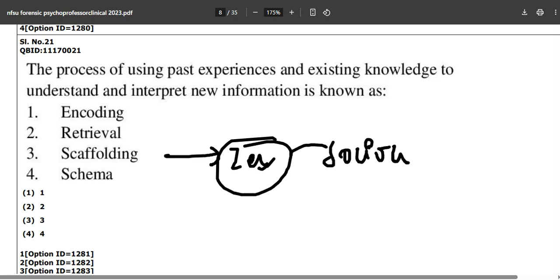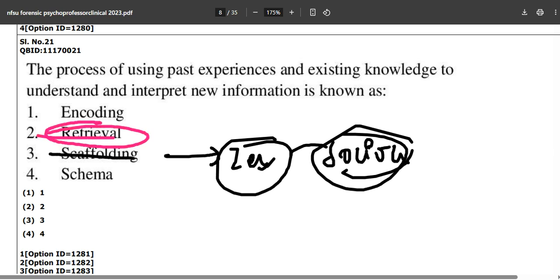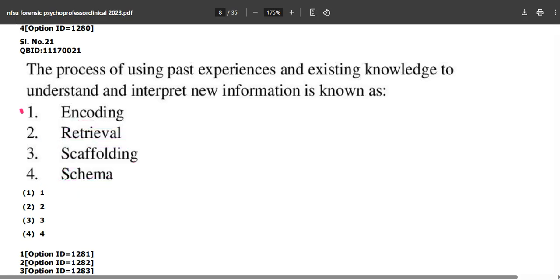It is the socio-cultural theory. Obviously, scaffolding is not going to be the answer over here. Retrieval is also not going to be the answer. Schema is also not going to be the answer. So only option number first is left, that is called encoding. Okay, don't worry, this will not repeat again. Maybe it is forensic psychology, MSc clinical or your MPhil CP.